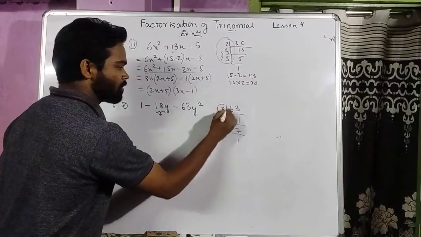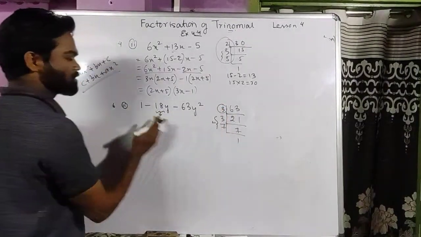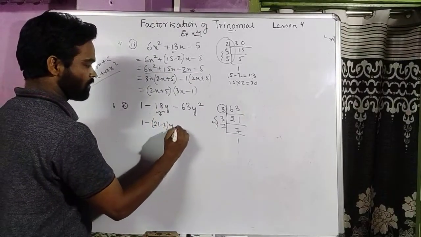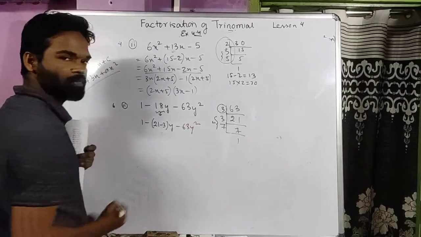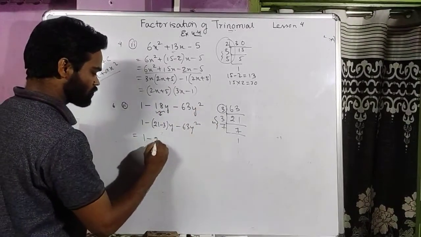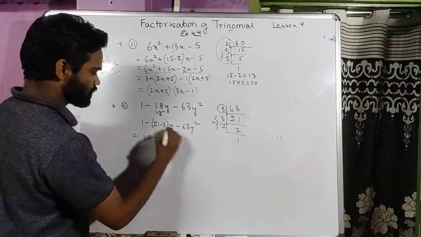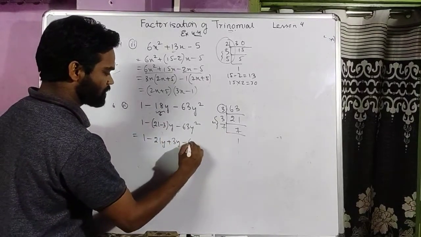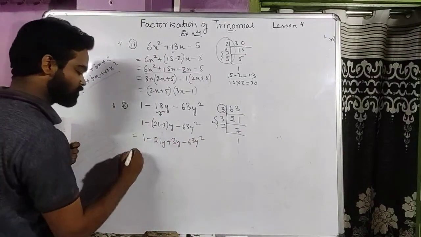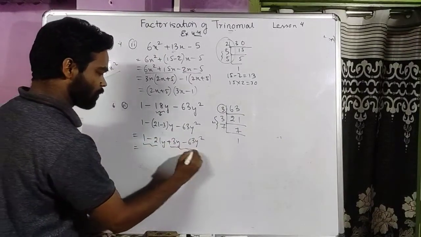So 21 minus 3 is 18. So can I write 21 minus 3y minus 63y square? And 21 3s are 63. This will be 1 minus 21y. This will be plus 3y minus 63y square. Plus, because the sign was negative outside, this grouping is already there.